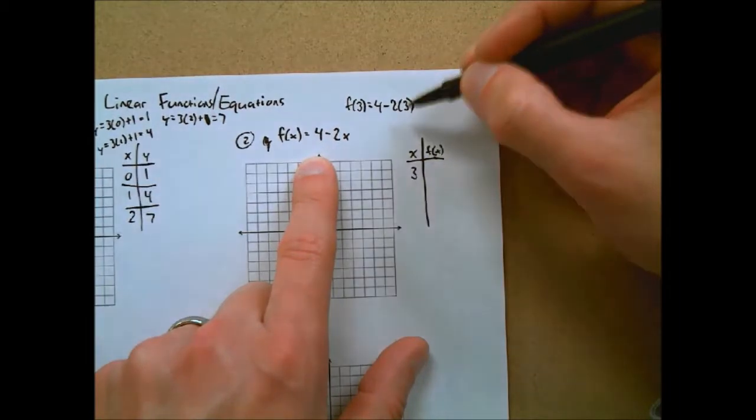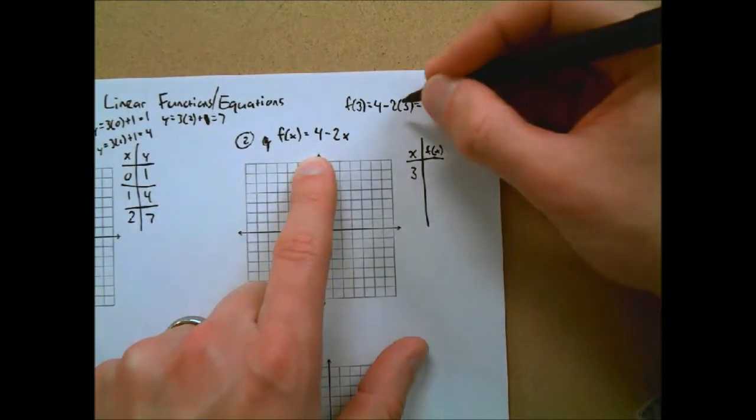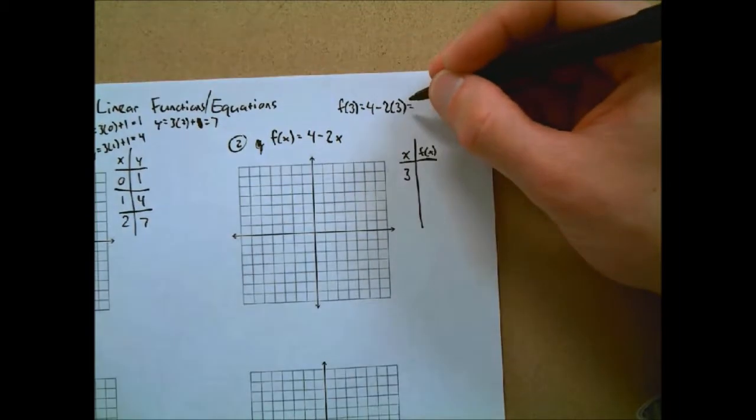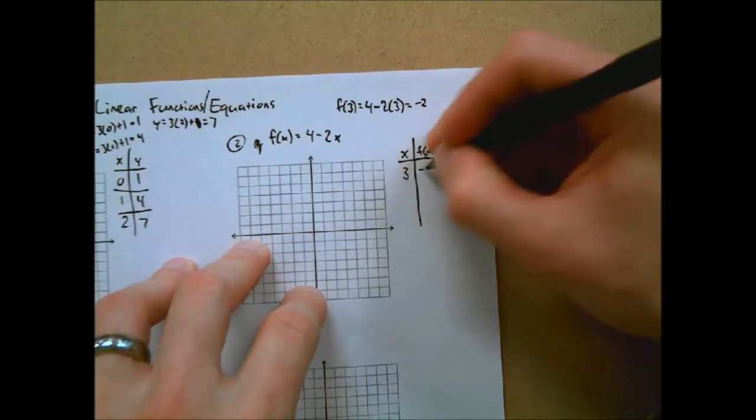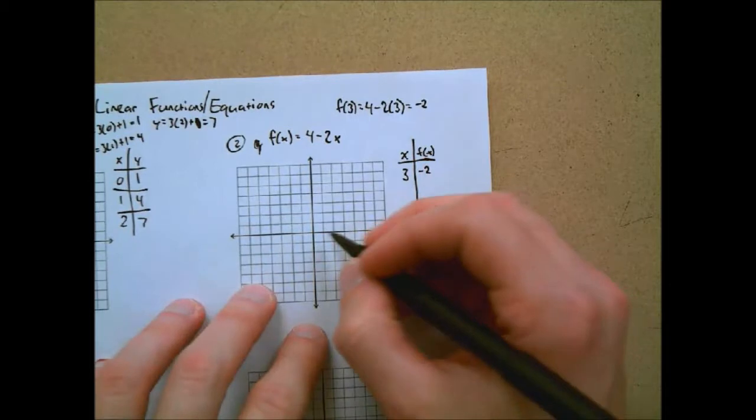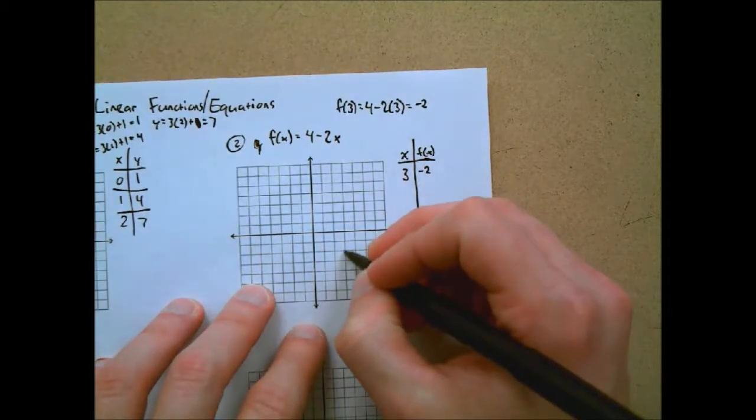Okay. So let's see here. 2 times 3 is 6. Follow your order of operations too, right? 2 times 3 is 6. 4 minus 6 is negative 2. Okay, so let's go ahead and plot this point. 3, negative 2, right there. Okay?